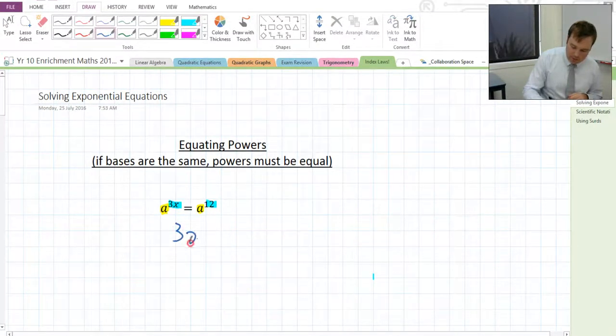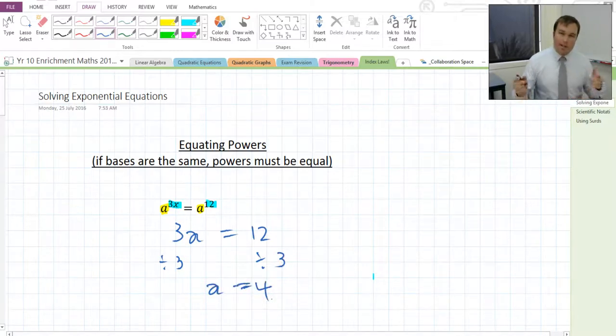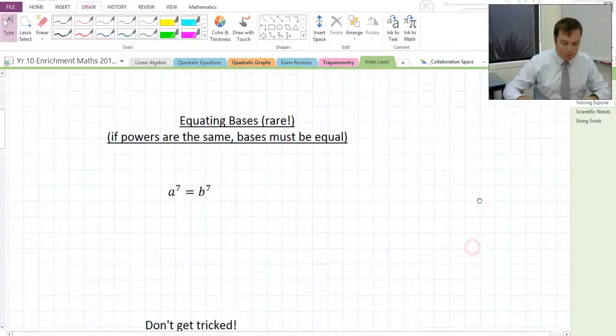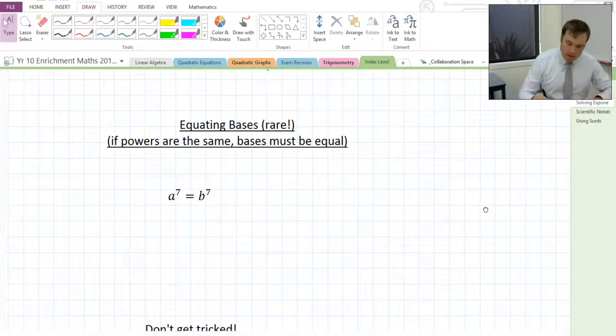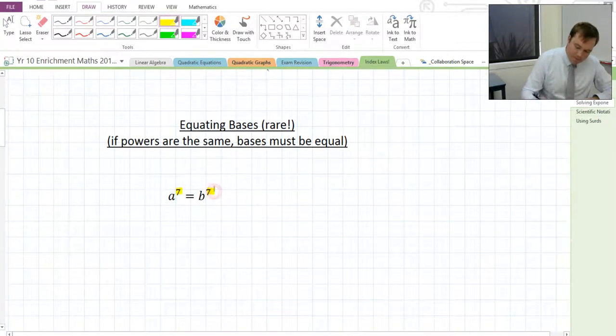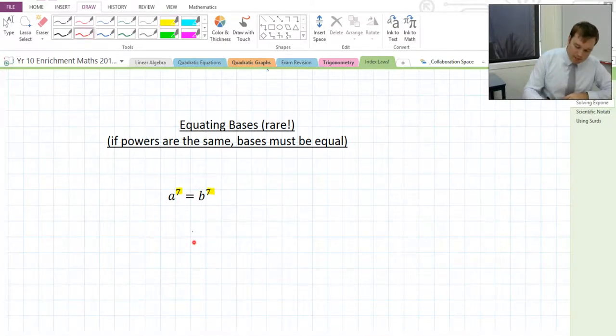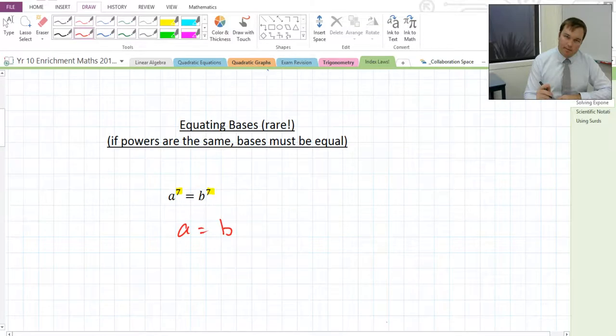And we would write 3x equals 12. Clearly divide by 3. X is equal to 4. Alright. So, if we get the base the same, we can equate the powers. Similarly, and this is quite rare, but you might as well see it, equating the bases. Here, you can see the powers are the same. So if the powers are the same across an equal sign, therefore we can say, well, A must equal B. We can equate the bases.